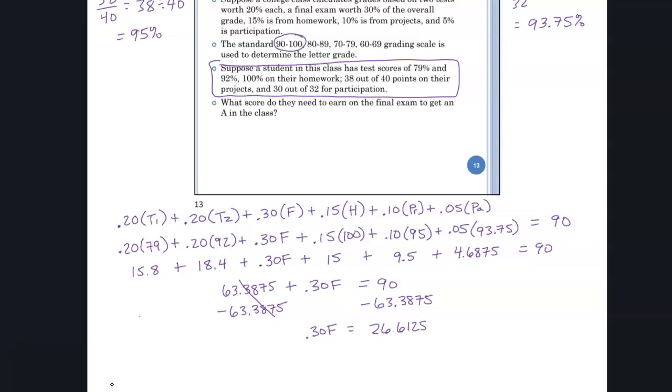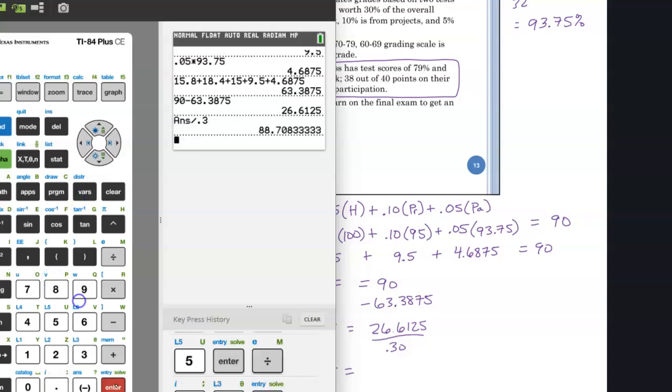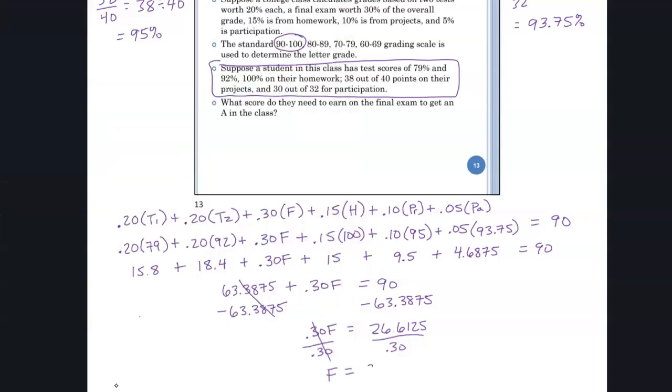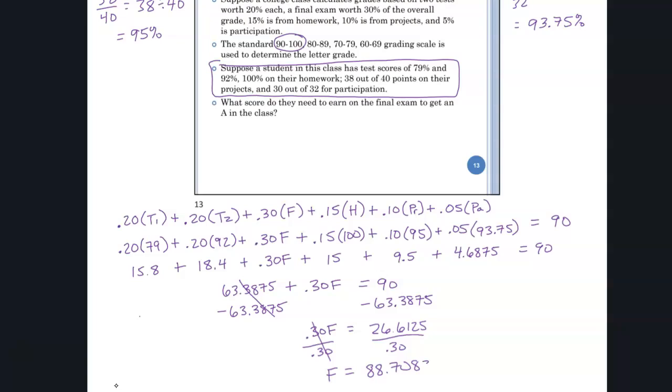And then since this is 0.30 times F, if I want to get rid of multiplication, I would do the opposite, which is division. So I would divide both sides by 0.30, which would get F by itself. And while that's in my calculator, I'll just hit divided by 0.30. And we get 88.7083 repeating.